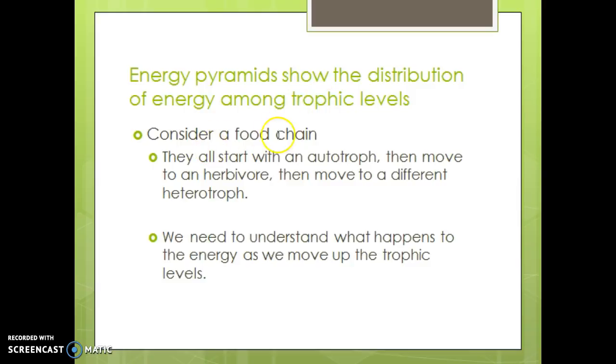Think about a food chain. They all start with an autotroph, a plant of some sort. Then they move up to an herbivore, because the herbivore eats the autotroph. And then they move up to a different heterotroph, maybe a carnivore or a top-level predator.